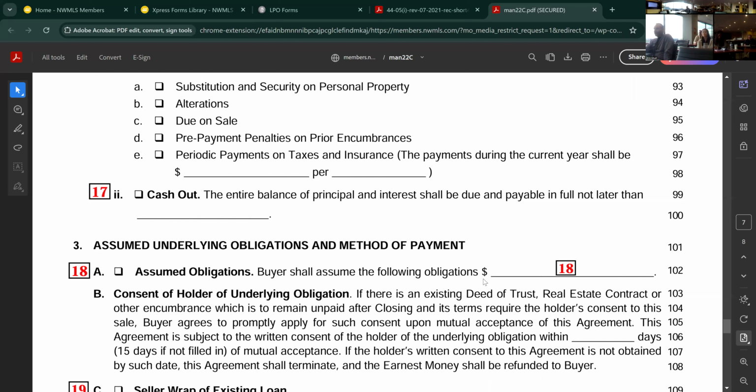Here we go. Next section. This is the assumed underlying obligations and method of payment. These are the assumable loans. And again, only government-backed loans can be done. Those are the only ones. If someone's got a conventional loan, you can't do it.